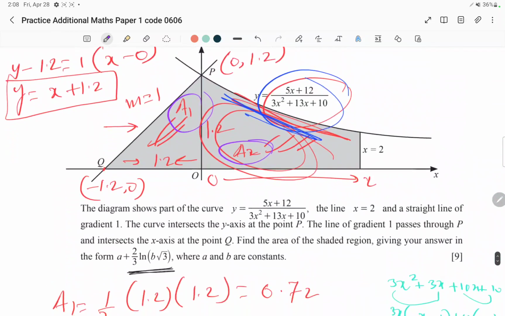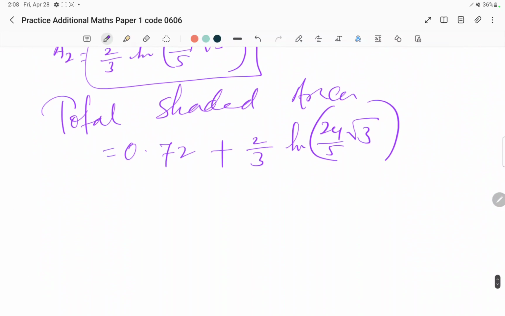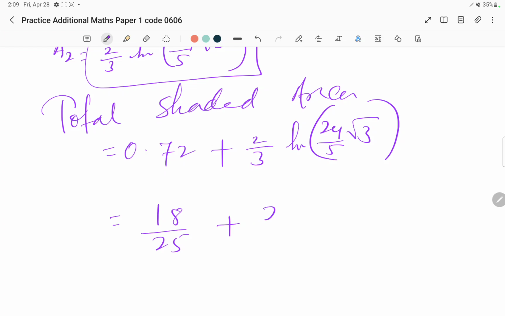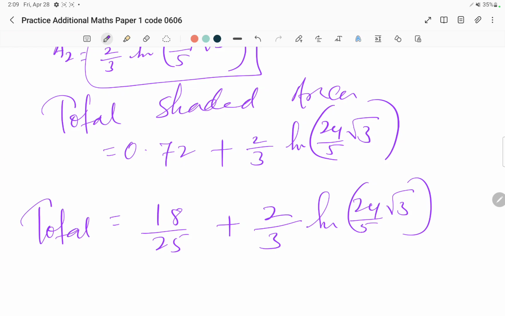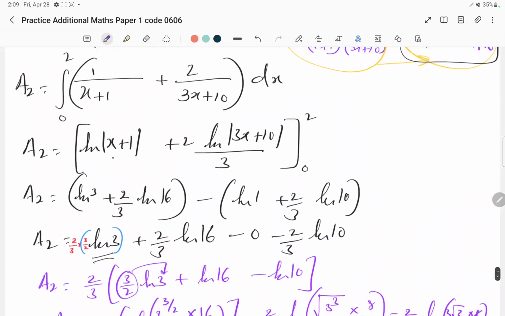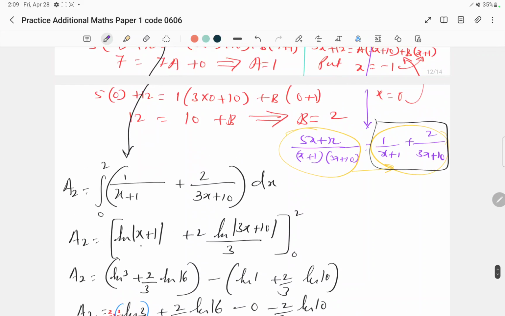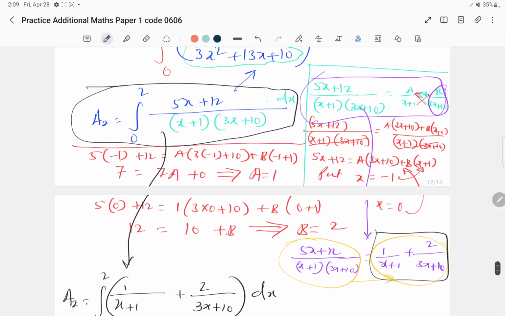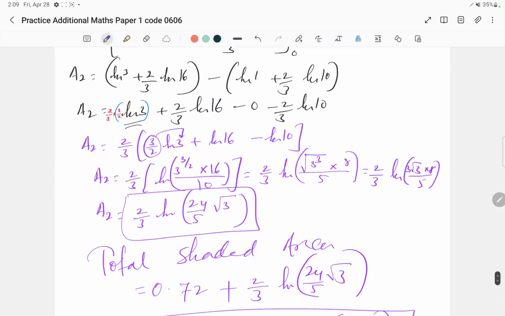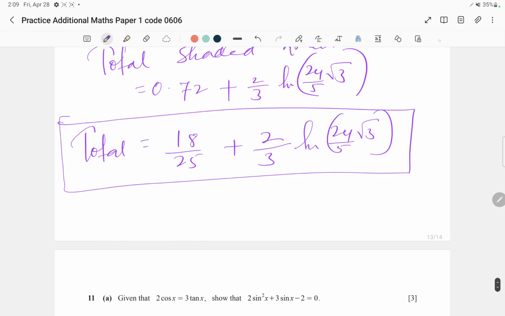Now we have to again check. Oh, A and B are constant, so yeah, we can keep A as 0.72, doesn't matter. Or you can write 18 over 25. So you can write 18 over 25 plus 2 over 3 ln 24 over 5 root 3. So this is my answer. So this question is a really very important question, because they have used lots of stuff like partial fraction, then integration, then shaded area, all informations they have used.